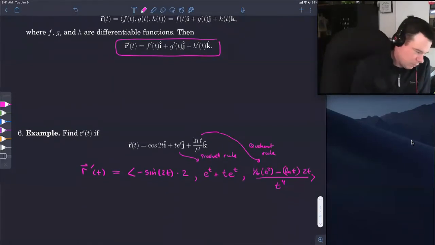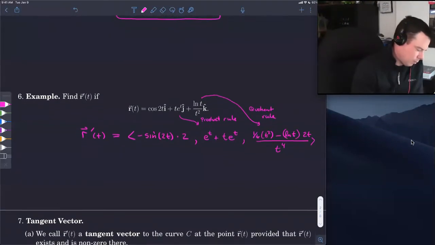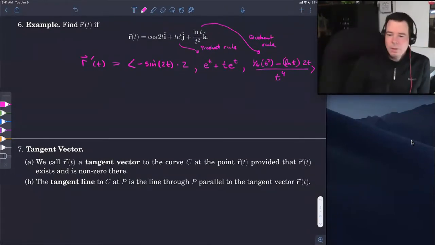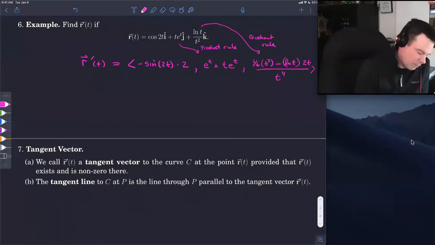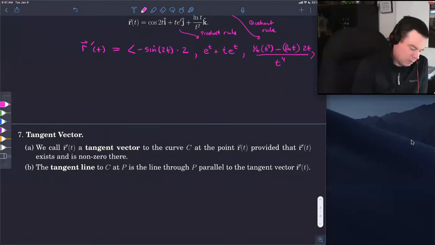So we'll get a picture of this when we do a more concrete example with some values. And we'll do that right after I've said tangent vector, but I should formally introduce what it is. So we call r prime of t a tangent vector to the curve C at the point P, provided that the derivative exists and is non-zero there. The tangent line to the curve at the point is the line through P that's parallel to the tangent vector.